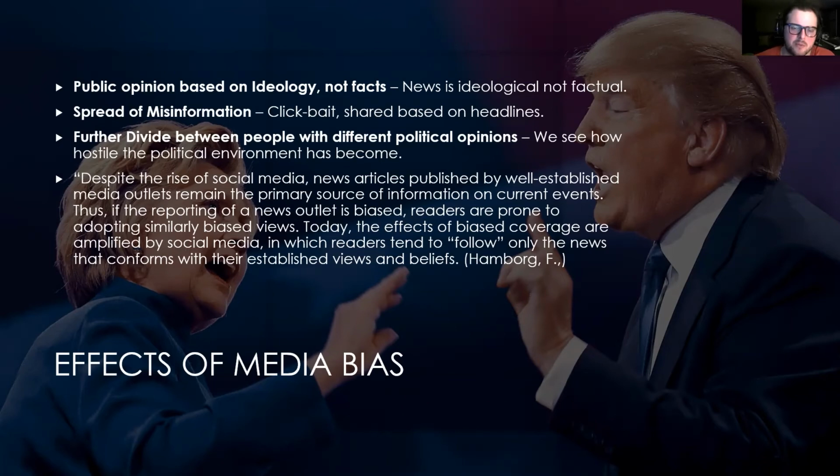Despite the rise of social media, news articles published by well-established media outlets remain the primary source of information on current events. Thus, if the reporting of a news outlet is biased, readers are prone to adopting similarly biased views. Today, the effects of biased coverage are amplified by social media, in which readers tend to follow only the news that conforms with their established views and beliefs.